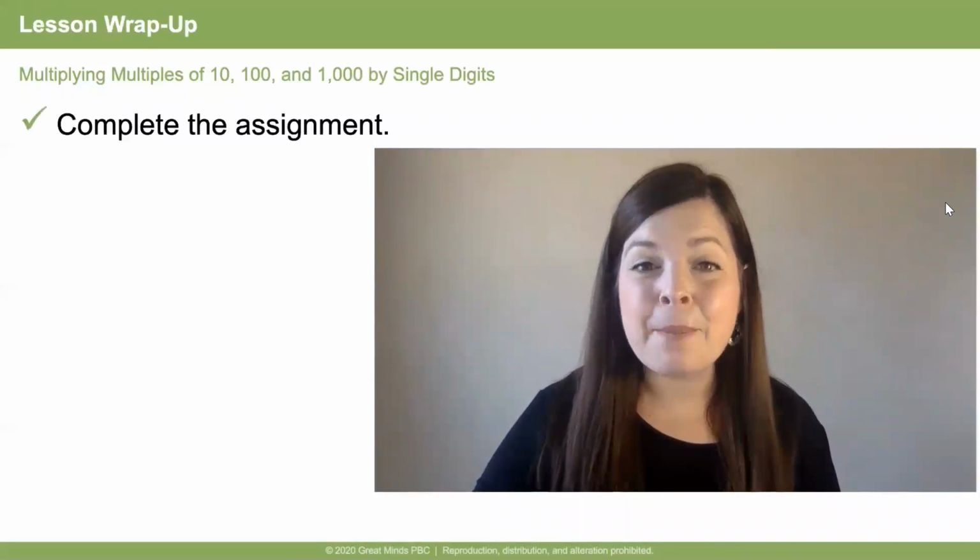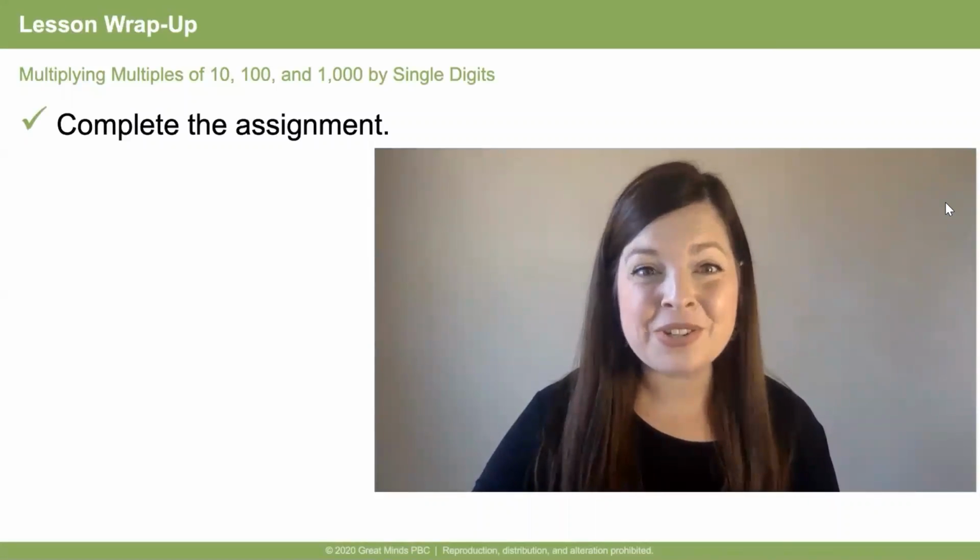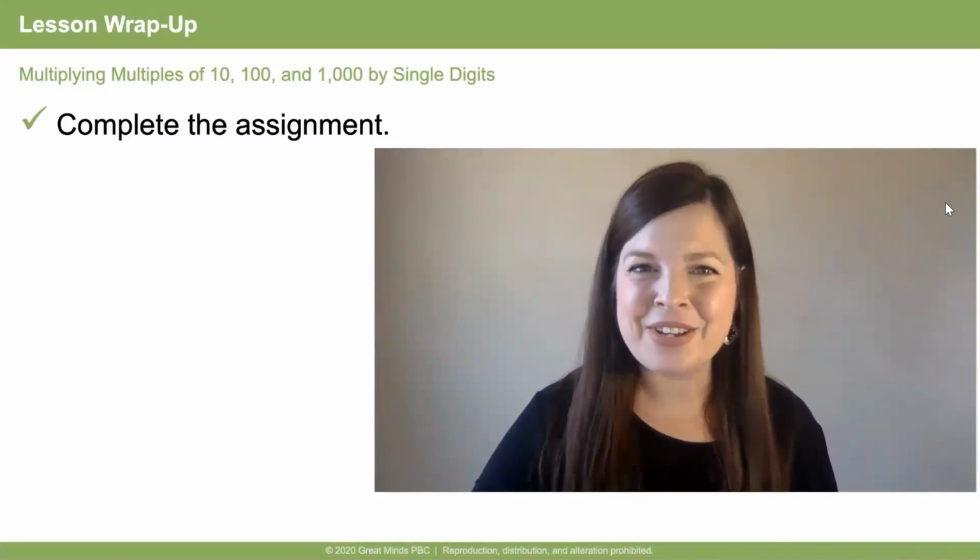Today, we multiplied multiples of 10, 100, and 1,000 by single-digit numbers, and we found some patterns. Remember to check in with your teacher, and I'll see you next time for another Eureka Math lesson.